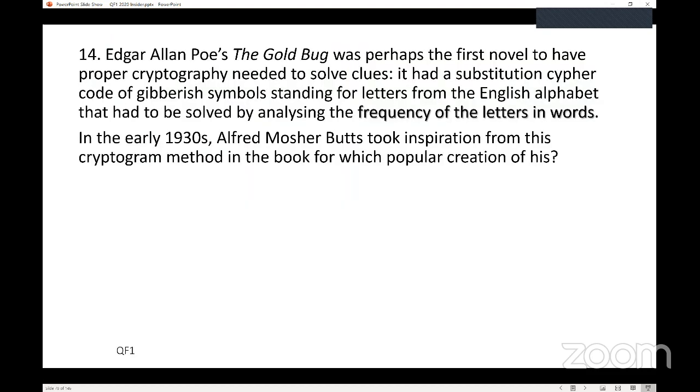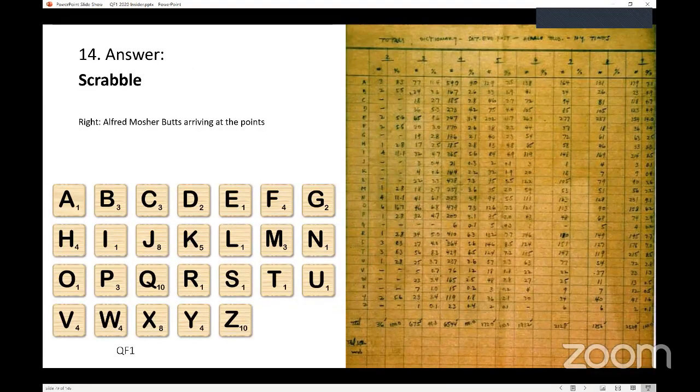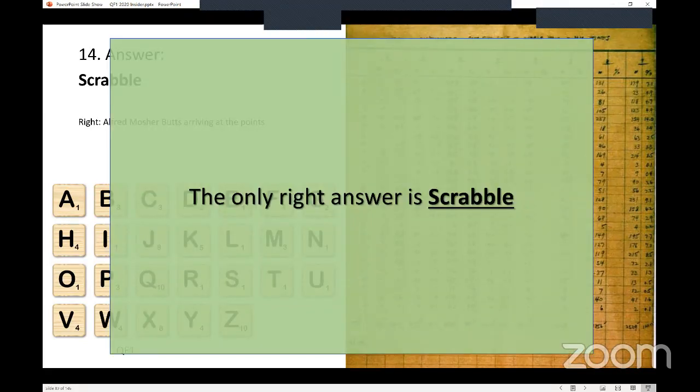Question 14. Ranga, please go ahead. Scrabble. That is correct. This is how the point system for Scrabble was devised. They analyzed the frequency of letters in the English alphabet and gave these points. That's why Z has 10 and A has 1 and E has 1 and so on. All right. Well worked out. Scrabble is the only acceptable answer.